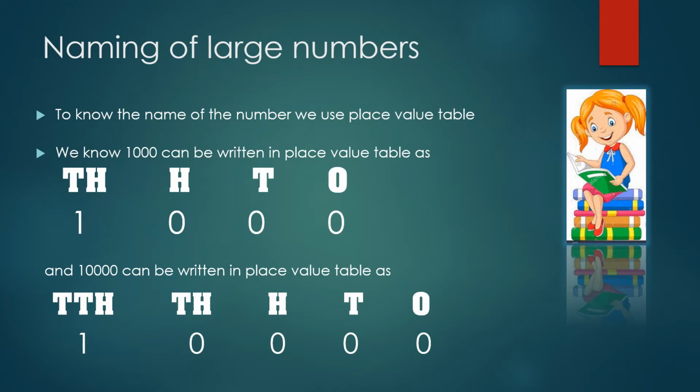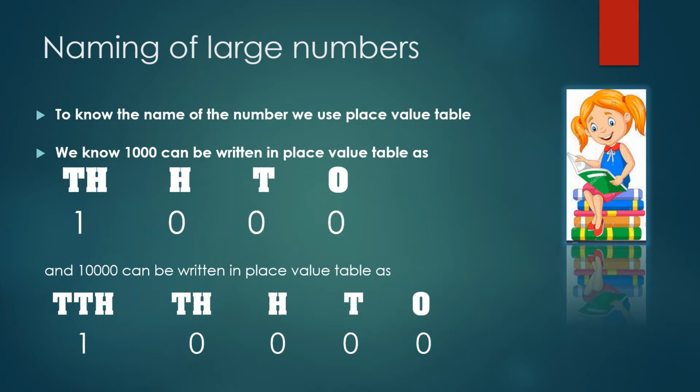Now, let us know about the naming of large numbers. To know the name of a number, we use a place value table, as we did in previous classes. For 1000, we write 1000 in a place value table as shown below. In this table, we have 0 ones, 0 tens, 0 hundreds and 1 in the thousands place. The digit written below every place value helps us to find the name of a given number. Now in this case we have 1 in the 1000 place value, so the number can be read as 1000.